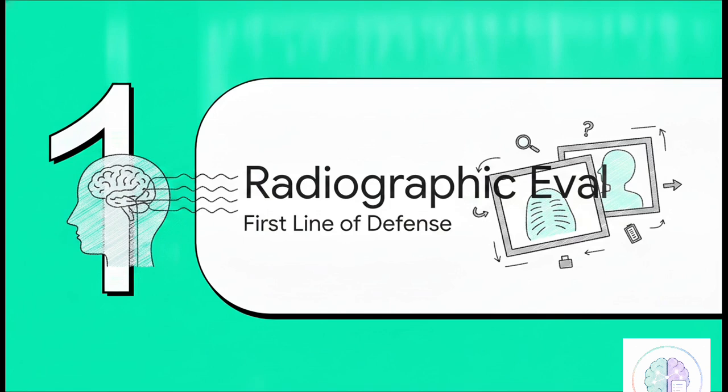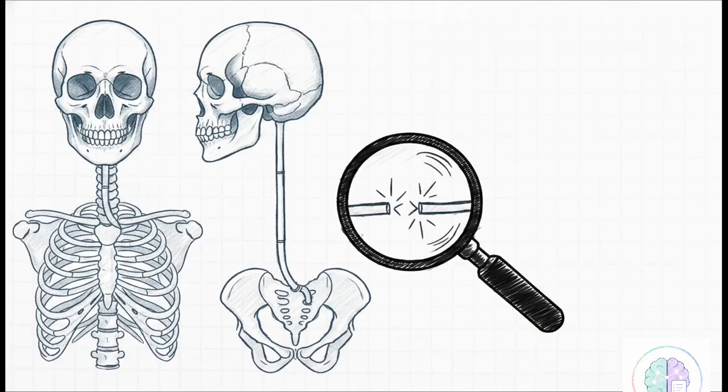This is really your first line of defense. So, the standard shunt series, which is just a plain X-ray series, is designed to rapidly rule out any gross hardware failures. We're talking disconnections, physical breakages, or tip migration. If you've got a standard VP or ventriculoperitoneal shunt, you absolutely need the full picture. That's an AP and lateral skull, a chest X-ray, and an abdominal X-ray just to trace the entire system.